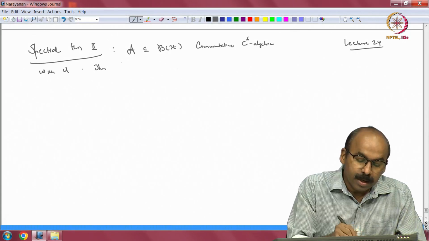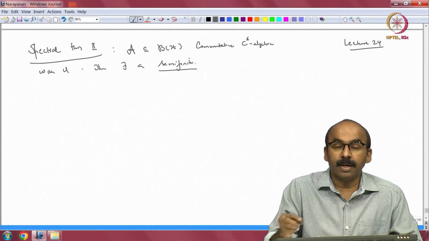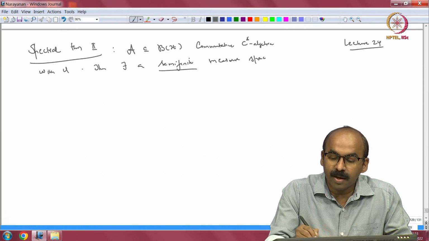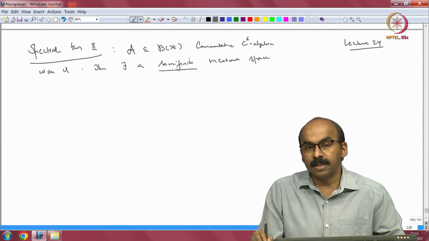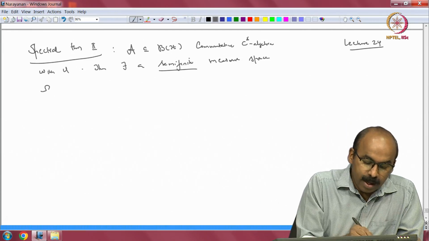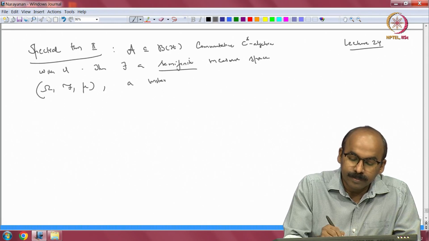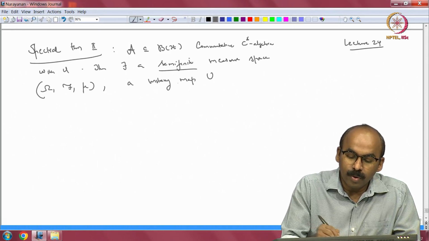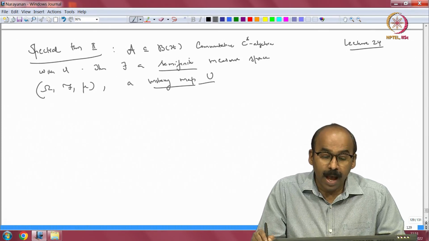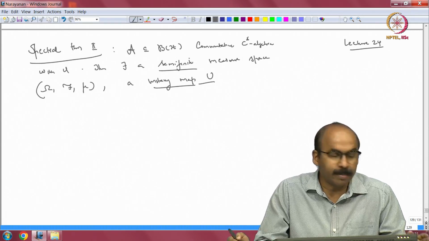okay. Then there exists a semi-finite measure space. We define semi-finiteness: if I have a set with infinite measure, there is a subset with positive finite measure. That is what semi-finiteness means. So let's say omega, script F, and mu, comma, a unitary map. We are going to realize the script A, which is the commutative subalgebra of operators, as multiplication operators on L2 of mu. So there is a unitary map which will take A to multiplication operators.